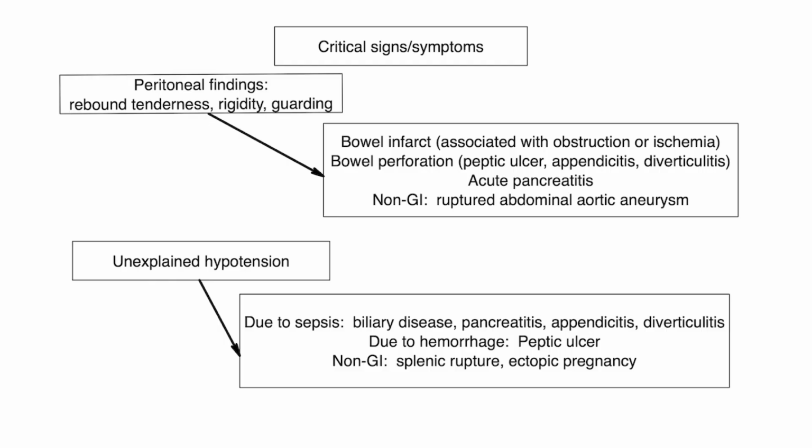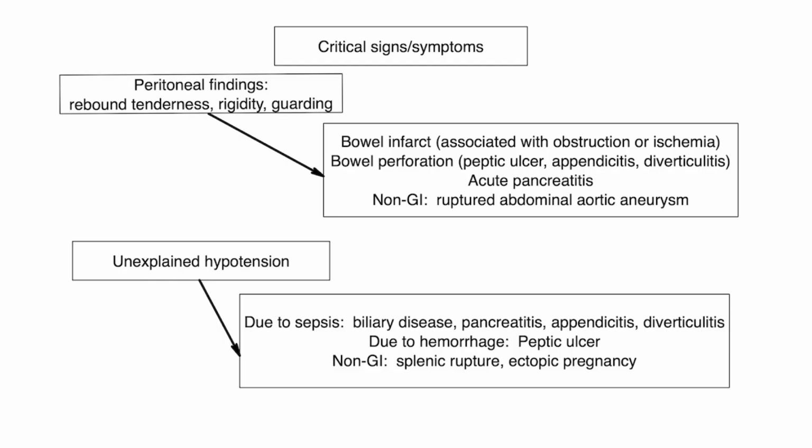So peritoneal findings, when people have a peritonitis, they get rebound tenderness, they get rigidity where it's firm, and then guarding where they really don't want to be touched. So with those, you just think about things like perforated peptic ulcer, appendicitis, inflammation, things like that, spontaneous bacterial peritonitis, and somebody with cirrhosis.